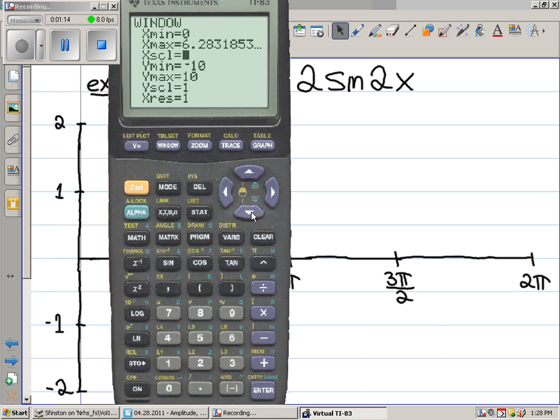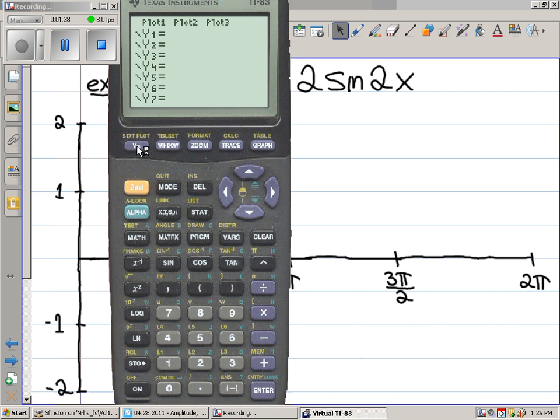Now do me a favor, what are we going to scale it by? If we were in degrees, what would we scale it by? 90. And what's 90 in radians? Pi over 2. Very nice. And the rest of it is the same. We're going to make our y mins, let's shrink them down. Let's make them -5 and 5, just for any old reason. We'll see if our graph fits on there.